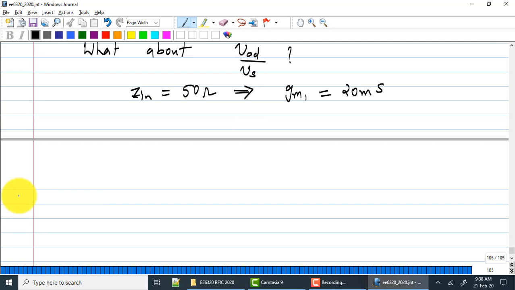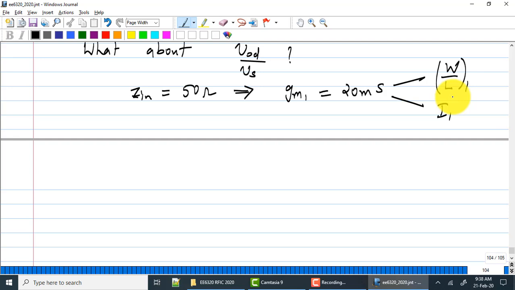This depends on these two parameters. If you want a very broadband range of operation, you choose very large I1 and very small W over L, of 1. If you are okay with a smaller range of operation, then you can trade off in a better way.